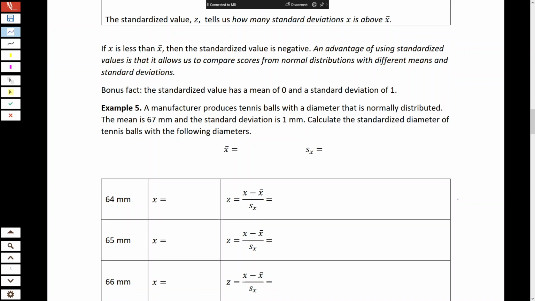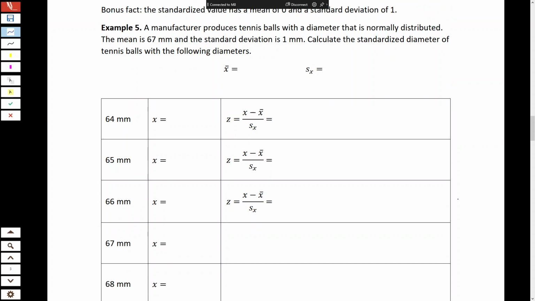Please remind me to go back to that last page. Okay. So I've introduced the z-score, the standardized value. I'm going to try to explain what it means. Let's look at example number 5. The mean is 67 and the standard deviation is 1. I think you can do that now.